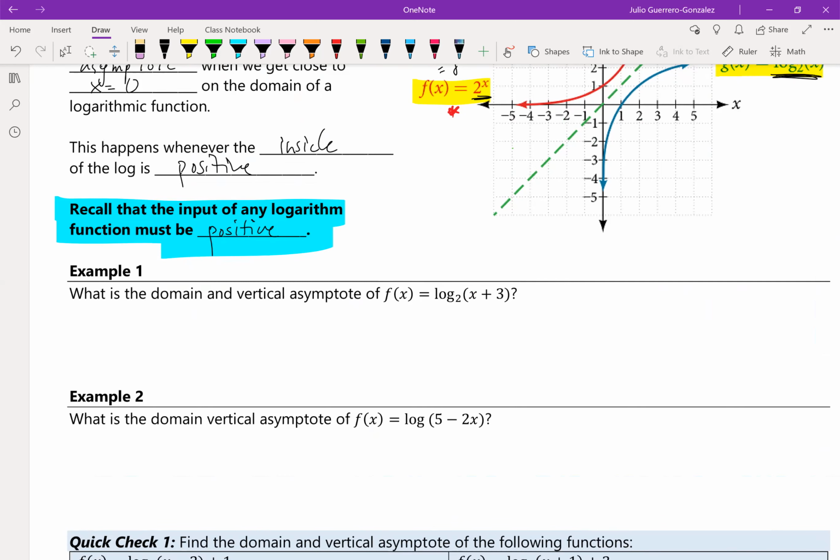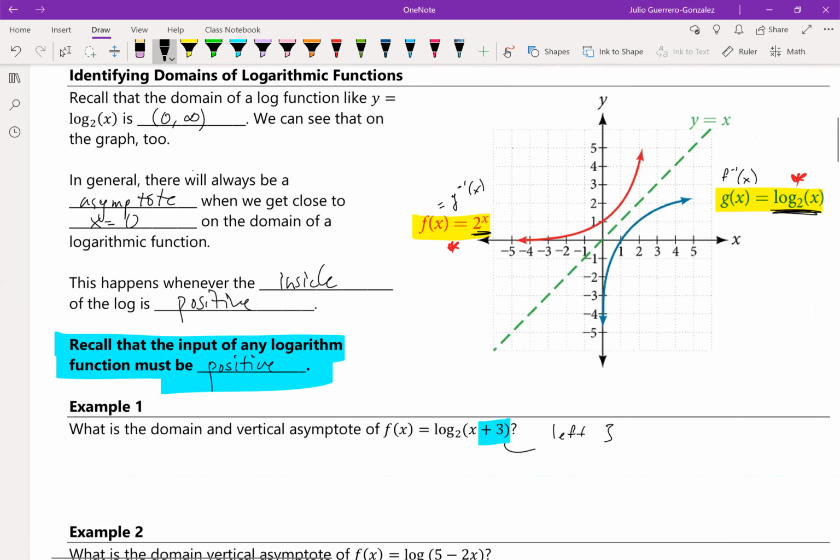So this right here should tell you to move it to the left 3, which means we are grabbing this function right here and moving it this way, 3. Does that make sense? Okay. Where does that mean our asymptote is going to be? Instead of 0, would it be negative 3? It'd be moved to negative 3. Got it.